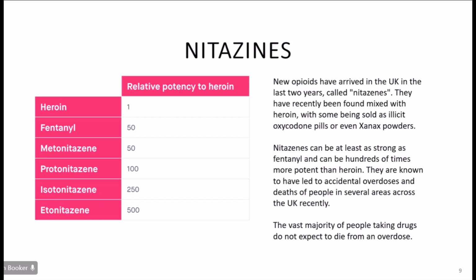And there's a chart which shows the relative potency to heroin. As you can see, fentanyl is 50 times more potent, but etonitazine is 500 times more potent.